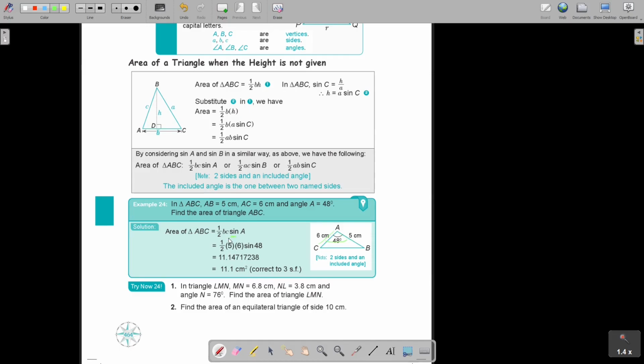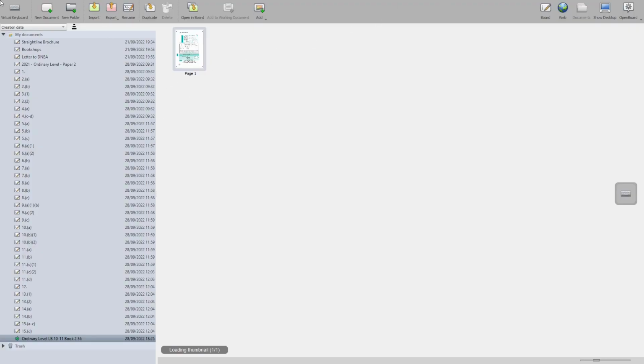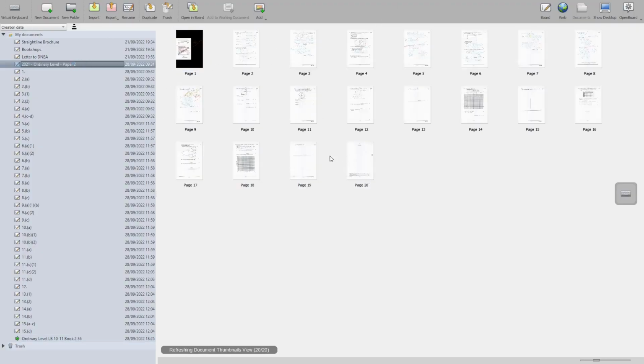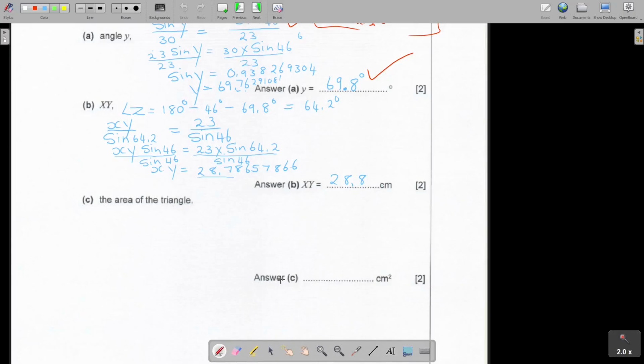Okay, so it's going to be half, and then the two sides and the sin of the angle. Very, very easy. So please just know that formula. Otherwise, it's not so easy. So let's just go back to the question paper. Let's just find it here. And then we say the area of the triangle.